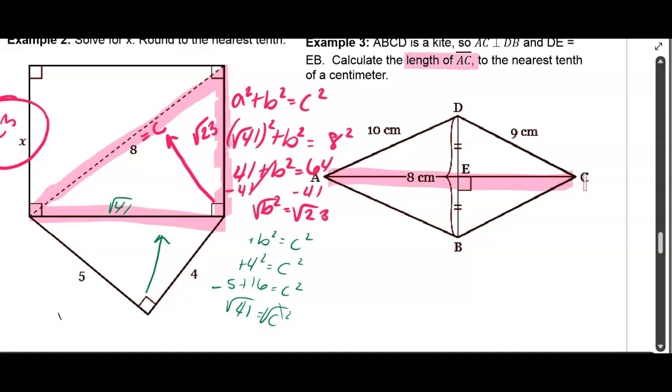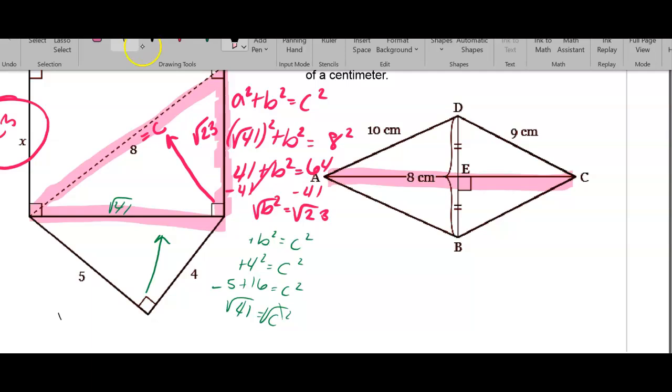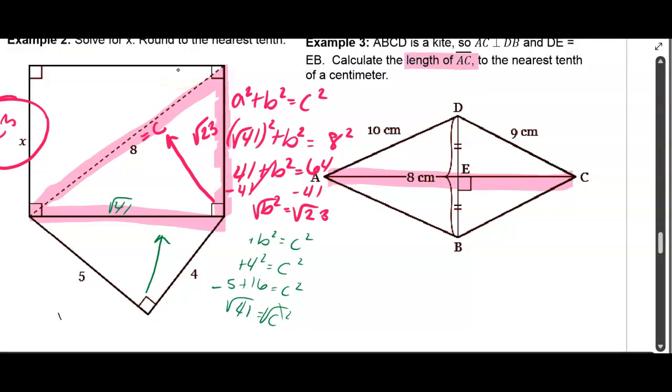So we need to go slow and steady. Now, to start off, since this is a right angle, that means this side also is a right angle. Because they're supplementary, they're side by side, so they should equal 180.